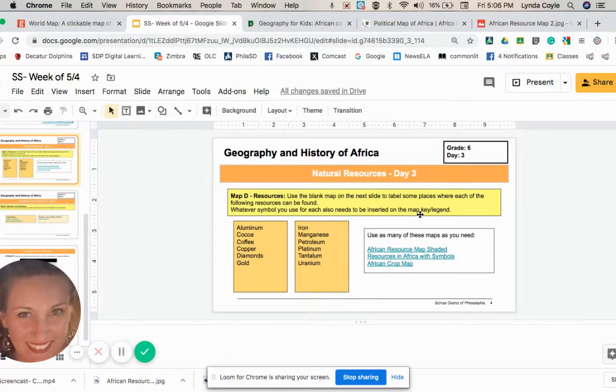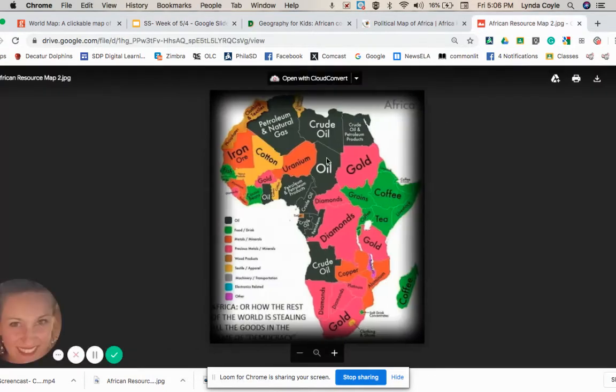On this slide, you're going to be looking at natural resources. Every country has natural resources. And if I did a natural resource, here's the African resources.